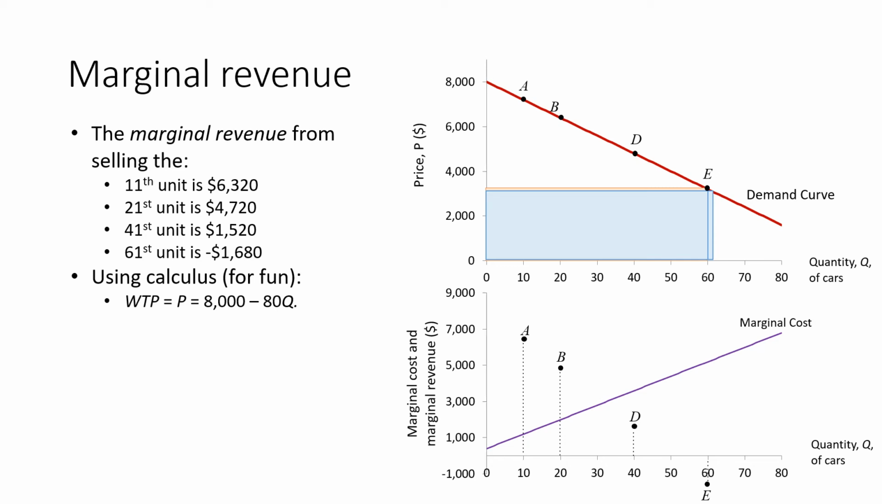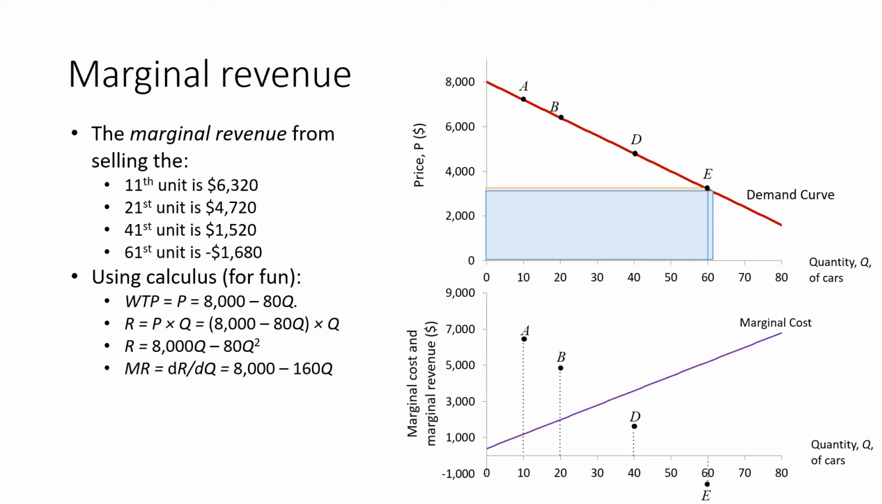So marginally, willingness to pay, in other words price, is 8,000 minus 80 times Q, which can also be written like this. And from here, marginal revenue is the derivative of total revenue with respect to Q, which is equal to 8,000 minus 160 Q.